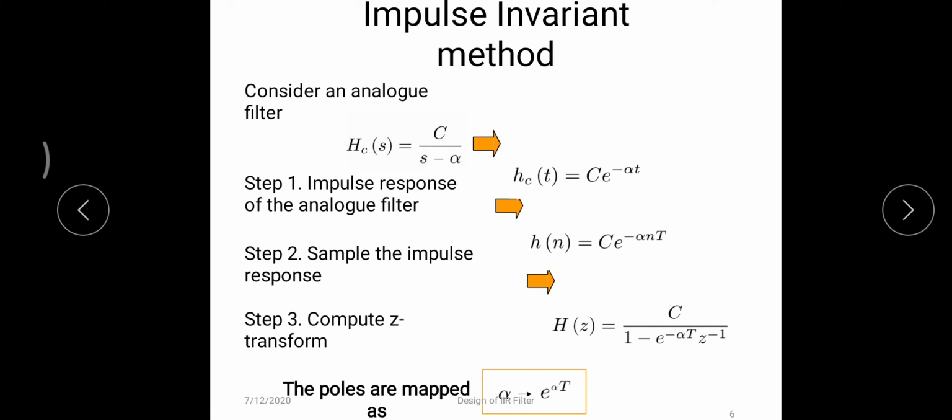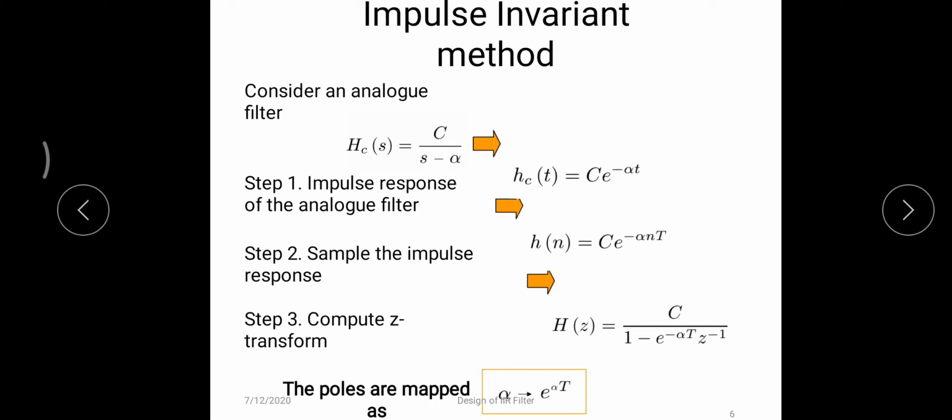The second step is we have to convert the analog impulse response into digital impulse response by the process of sampling. So just replace t with nT. So h of n is C into e to the power of alpha nT. Now we have to take the Z transform of this h of n. For any signal of the form a power n, I can write the Z transform as 1 by 1 minus a into z inverse. So here the corresponding Z transform of h of n is C divided by 1 minus e to the power of alpha T into z inverse.